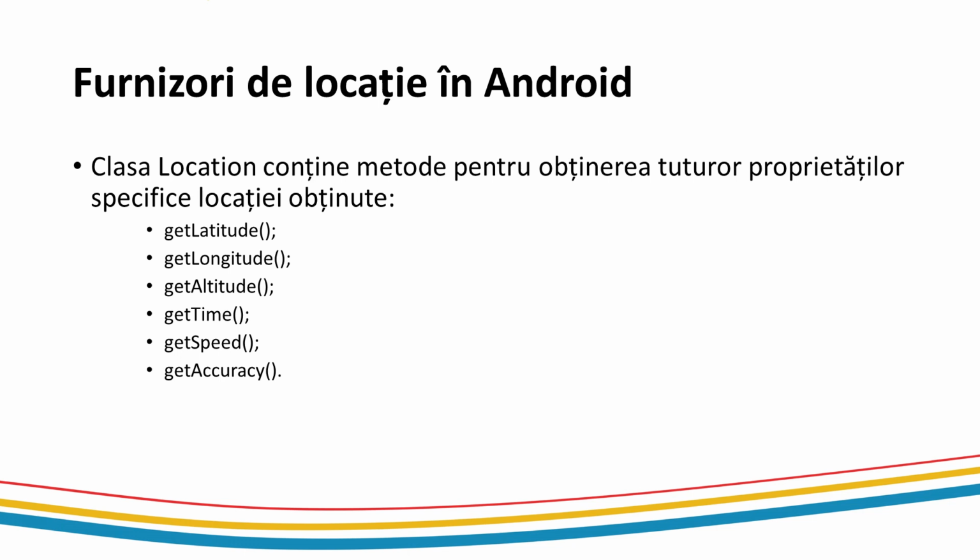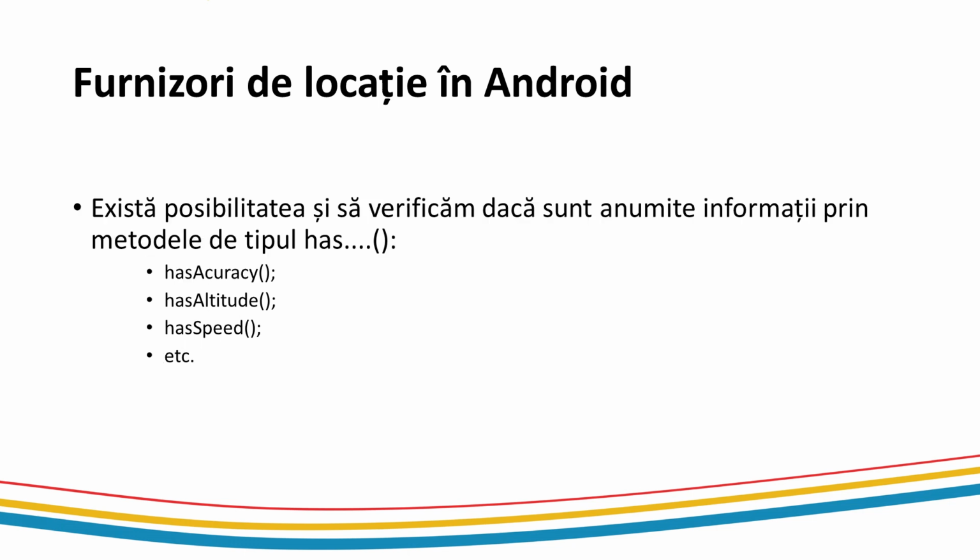Accuracy. That's important. And there were those has methods too, like hasAltitude. Why check that? Good question. Because not every provider gives you all that data. Network location, for instance, might not give you a reliable altitude. Ah, I see. So before you try to use, say, the altitude, you'd call hasAltitude to check if the location object actually has valid altitude data for that particular fix. Prevents errors. Smart. Defensive programming.